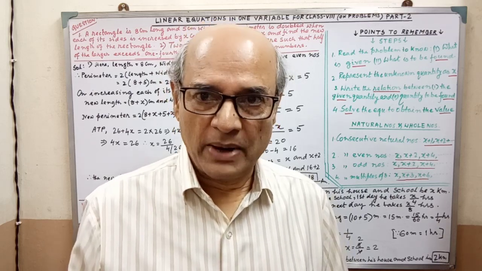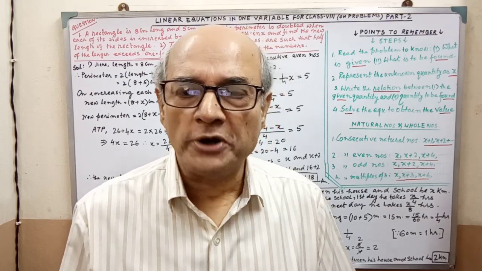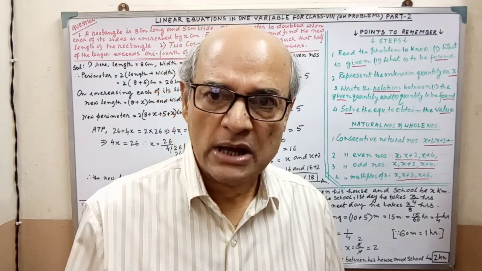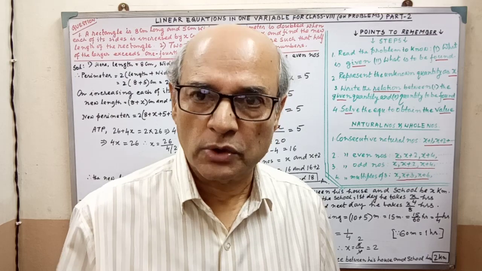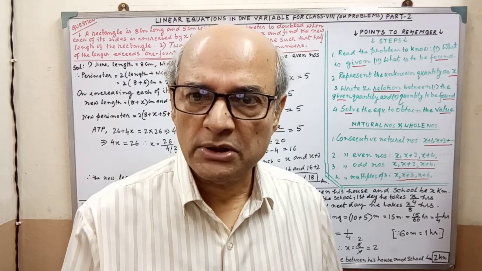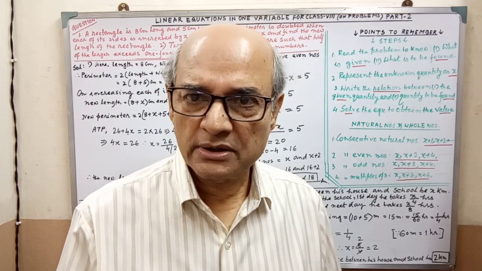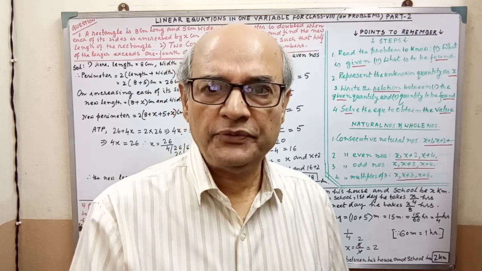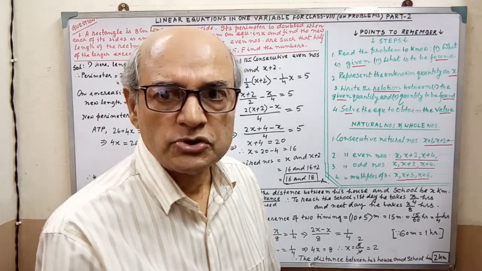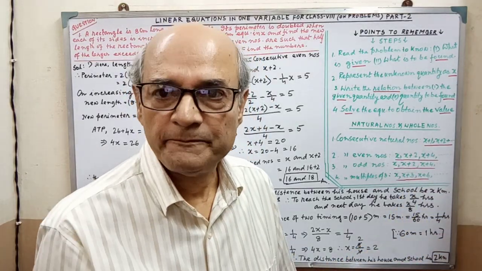Now, what is vital? What is the difference between two consecutive natural numbers? Consecutive natural numbers, that means just after 1, what will be the number? 1, 2, 3. After 2, that is 3. The difference is 1. So if one consecutive natural number is x, then the other consecutive natural numbers will be x plus 1, x plus 2, x plus 3, in this way.